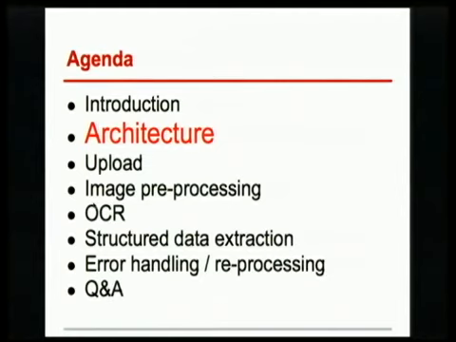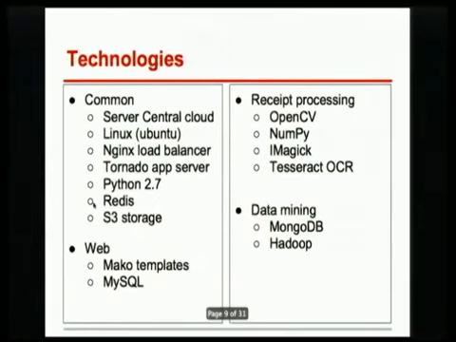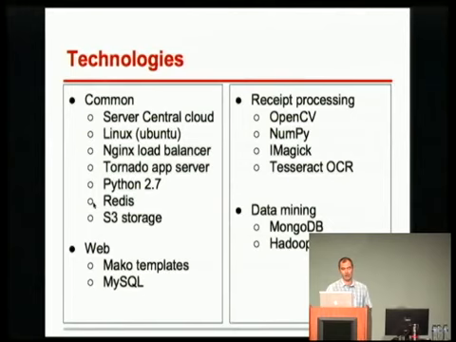So let's talk a little bit about the overall architecture before we dive into the details of the pipeline. A lot of people ask me, okay, what kind of technology are you guys using? So I'll just throw it here. We are a full open source stack. Linux, Nginx, Tornado. We are using Python 2.7. Redis for caching. The only non-open source thing we have is S3 for storing the receipt images.